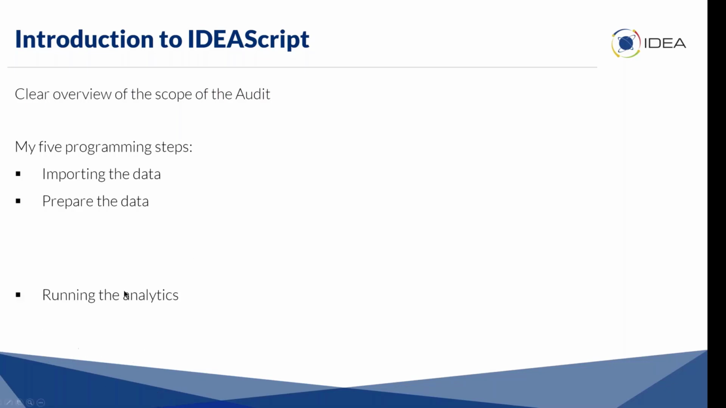Then the next step is to create the analysis. It could be that you're looking for a specific type of analysis which is not directly available. You need to get that out of three or four steps: joins, appends, adding fields, using field statistics to make calculations. So the third part is running the analytics.